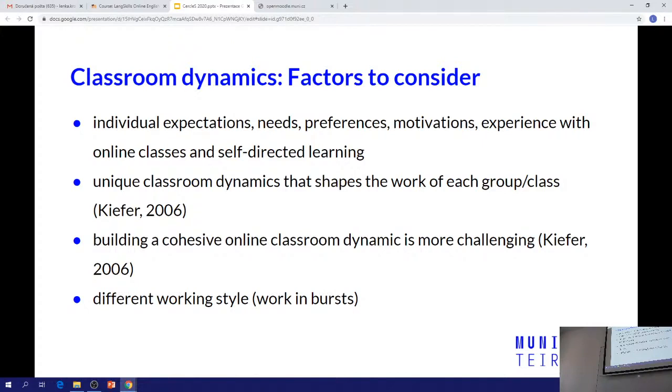And it must be said that building a nice cohesive online classroom is much more challenging than even taking a class to a cafe and having a coffee. This is a great thing, but this is difficult to achieve, such a nice, warm atmosphere in an online classroom. And sometimes in the first run we achieved it, and in the second run, it was not so successful.